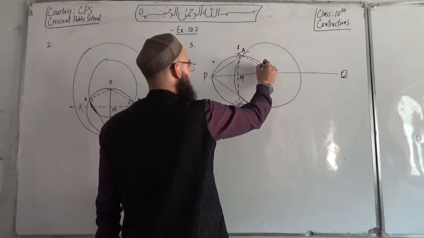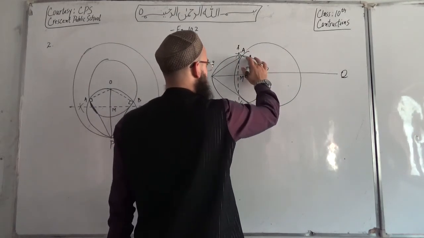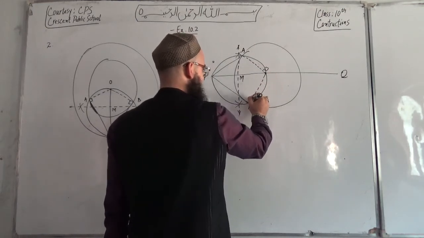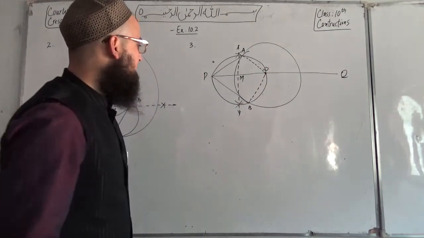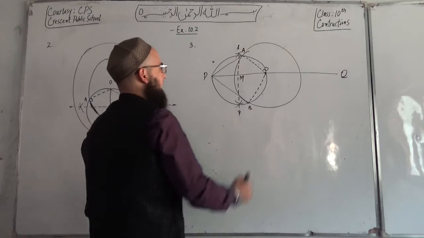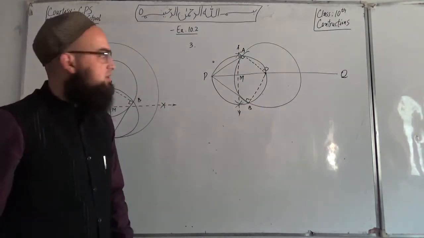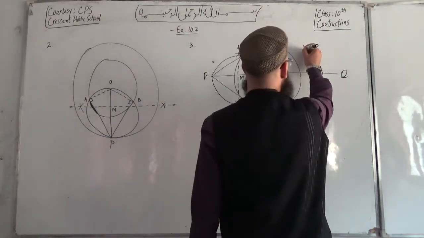Then for justification, you can join this and this. Angles in the semicircle. This is 90 degree, 90 degree. That proves your construction. Do the same thing for Q, for the perpendicular bisector.